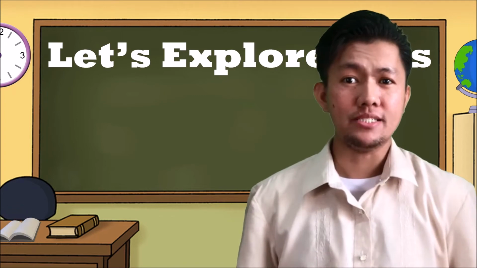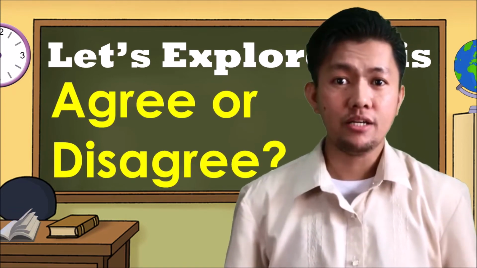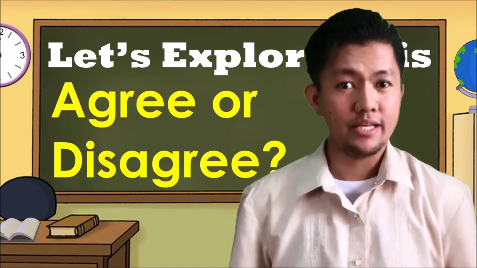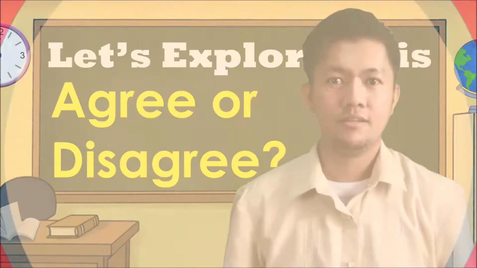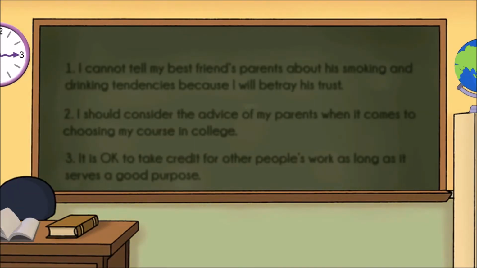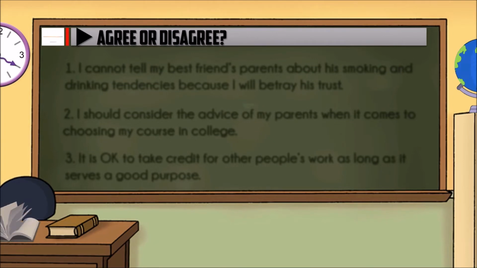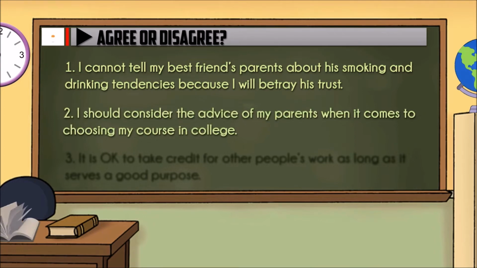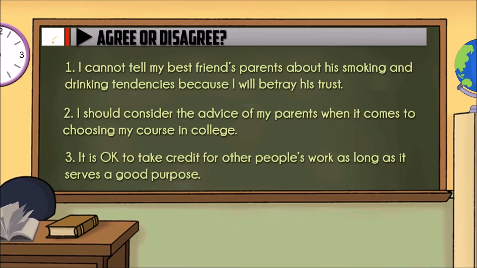Now, let's explore this. On a separate sheet of paper, write agree or disagree on the given situations. Read each statement carefully to make sure that it best matches your opinion. Agree or disagree? Number 1. I cannot tell my best friend's parents about his smoking and drinking tendencies because I will betray his trust. Number 2. I should consider the advice of my parents when it comes to choosing my course in college. Number 3. It is okay to take credit for other people's work as long as it serves a good purpose.